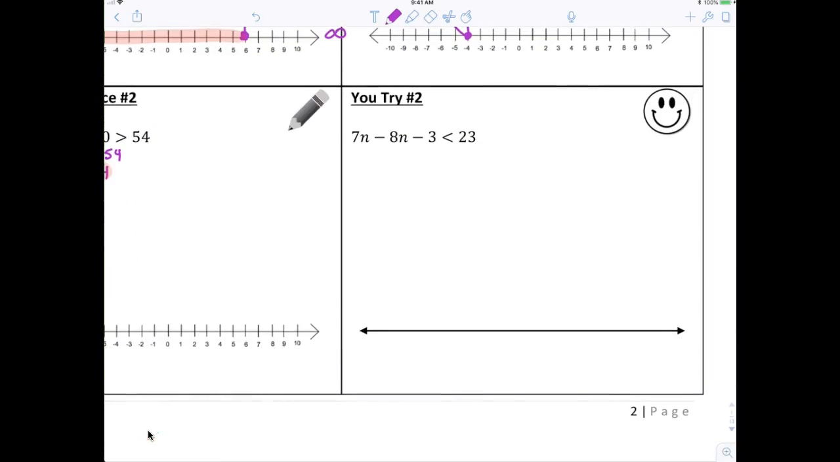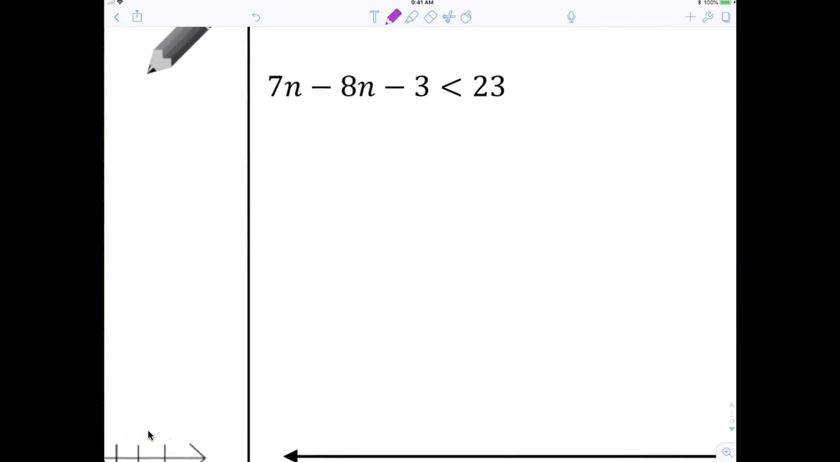All right, here we go. Let's check out the next one. What's 7n minus 8n? -1n minus 3 is less than 23. Now what do I do? Add 3. Add 3. -n is less than what?